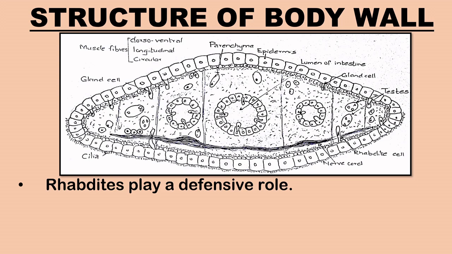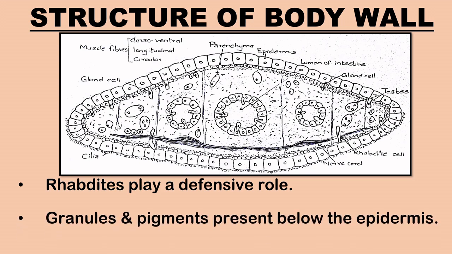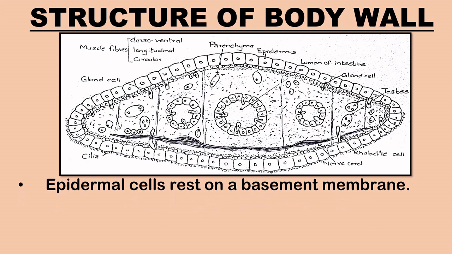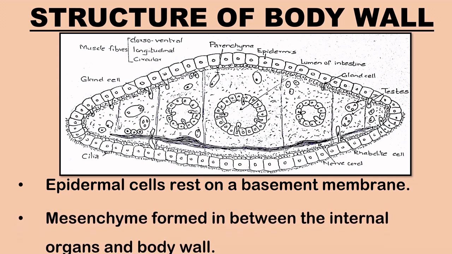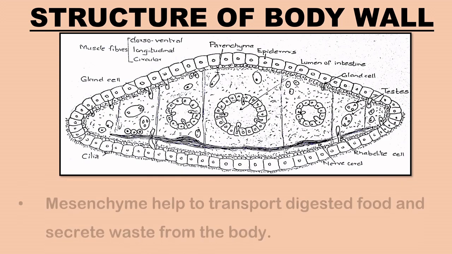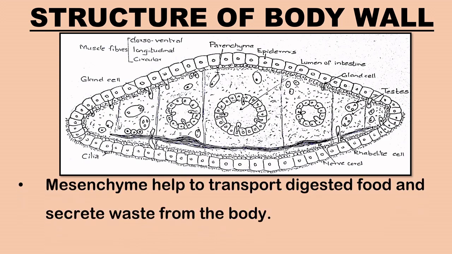They dissolve in water, become tasteless for the animals who prey on the worms, and thereby play a defensive role. Below the epidermis are present granules and pigments. The epidermal cells rest on a basement membrane, which is followed by the muscle layers. Mesenchyme is found in between the internal organs and body wall. It is a connective tissue which acts as a type of skeleton with many nuclei and free mesenchyme cells. They help to transport digested food and excrete waste from the body.